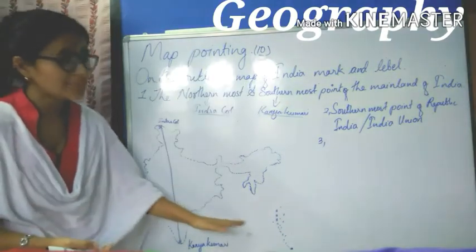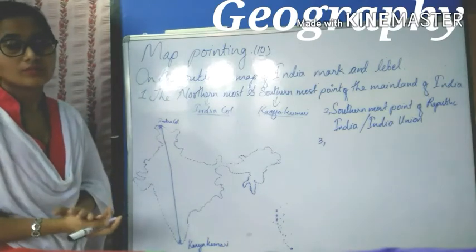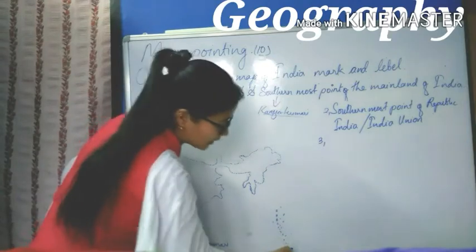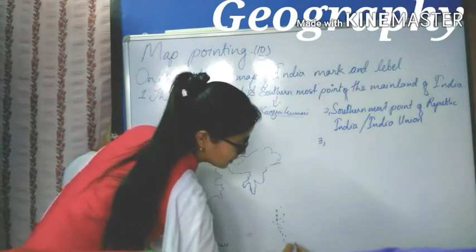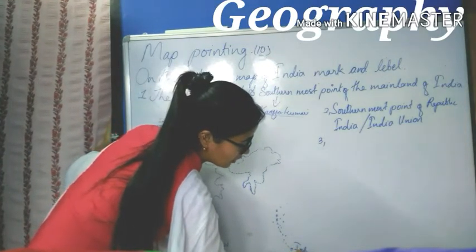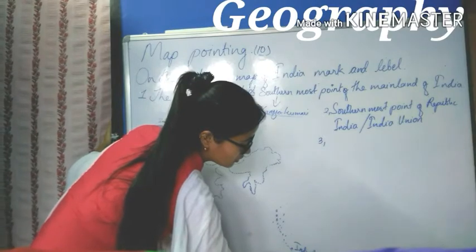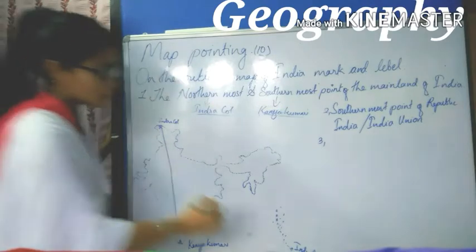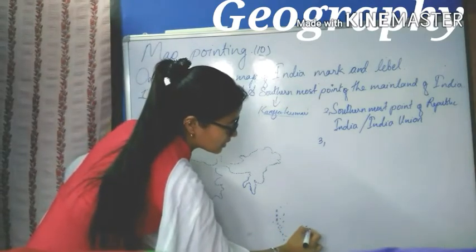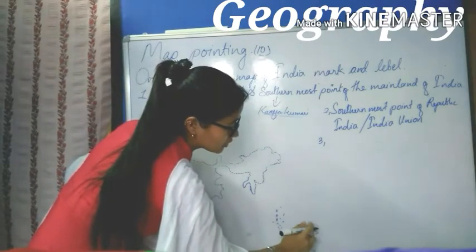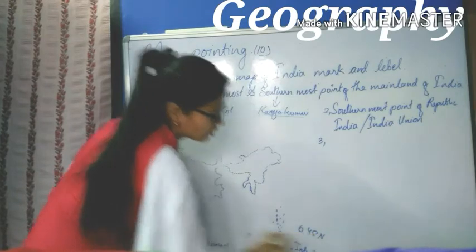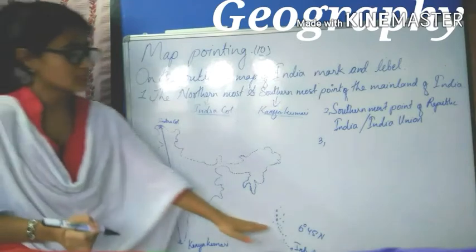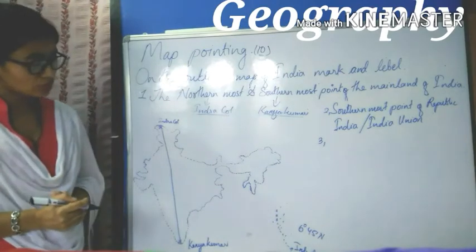The last boundary, the last island of the Andaman and Nicobar Islands, is Indira Point, which lies at the latitudinal extension of 6 degree 45 minute north. So the latitudinal extension of Indira Point is 6 degree 45 minute north.